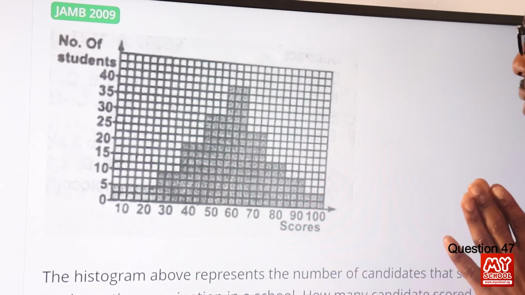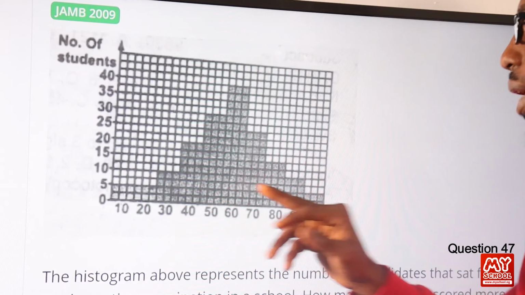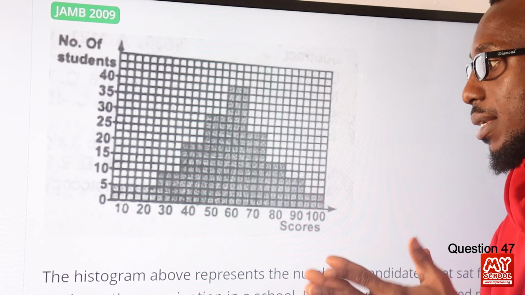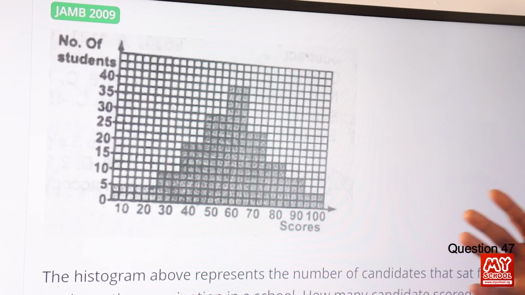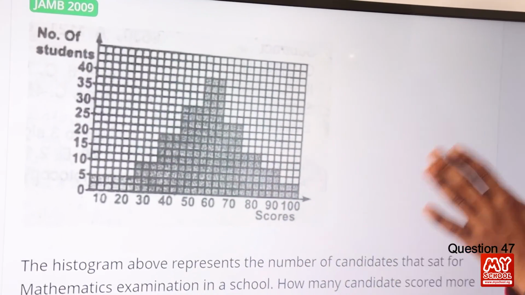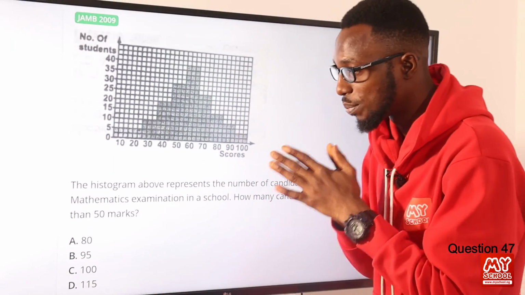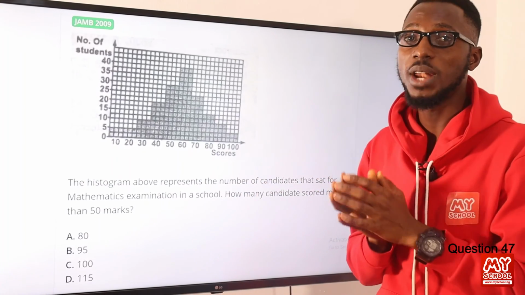How many students actually scored 100? Perfecto. So that should be 5. So that is 5 students. So I can see altogether that 95 students actually scored more than 50 in the mathematics examination in that particular school. So that is found in option B. So option B is the option we are looking for.